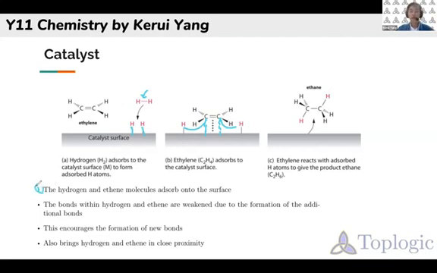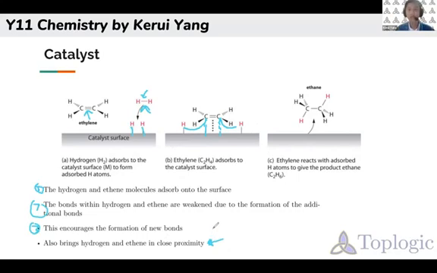One, hydrogen and ethene molecules adsorb onto the surface. Then the bonds in the hydrogen and the ethene are weakened due to the interaction with the surface. So because these bonds are weakened, they're easier to break. Right? So this encourages the formation of new bonds, and also they bring hydrogen and ethene close together in proximity. So sometimes biological catalysts, so like enzymes, right, they'll actually bring two separate things close together and allow them to react that way. So catalyze the reaction that way.